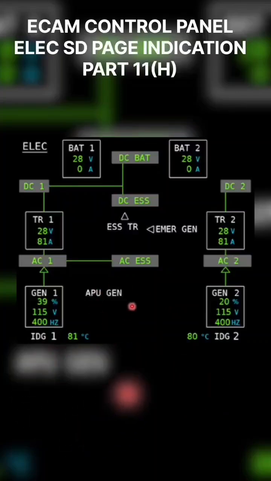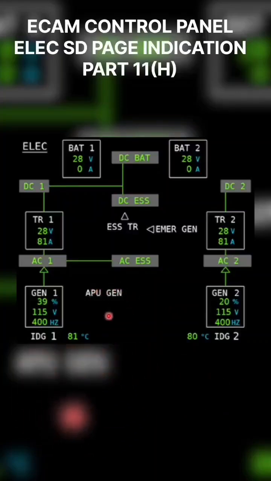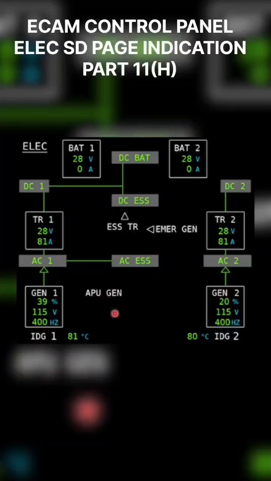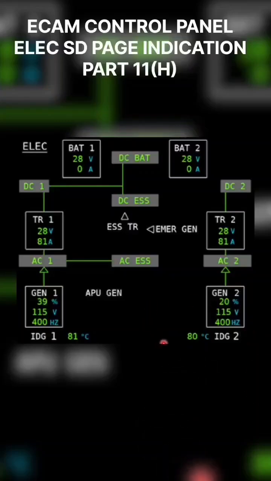Suppose the captain is landing and APU power is available, but both engines are also running. That means the APU will not be utilized for supplying the network. Gen 1 and Gen 2 will be used during the flight. So Gen 1 and Gen 2 always have priority over the APU generator and over the external power also.